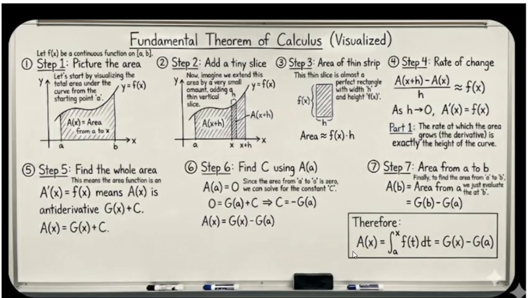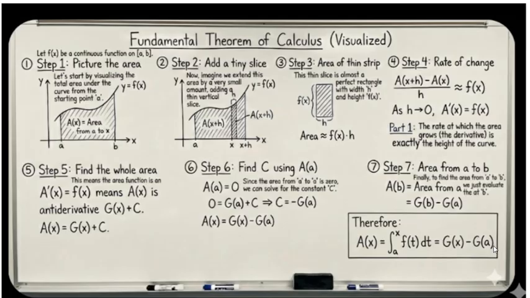Finally, what we arrive at is A of x equal to the integration from a to x of f of t dt. Here t is a dummy variable. We use t as a dummy variable because this value is equal to g of t in the interval a to x. After substitution, it becomes g of x minus g of a.